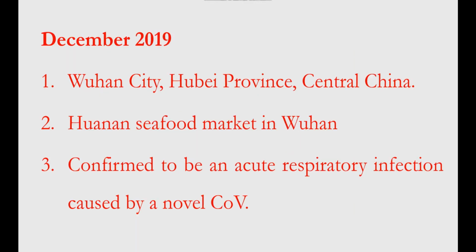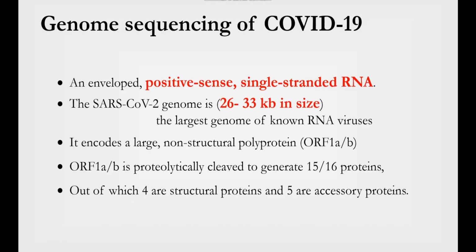Since December 2019, a number of patients with pneumonia of unknown etiology emerged in Wuhan city, Hubei province, central China. They shared a history of exposure to the Hunan seafood market in Wuhan, and the disease was confirmed to be an acute respiratory infection caused by a novel coronavirus. Genome sequencing has demonstrated that this coronavirus genome is an enveloped positive sense single-stranded RNA molecule. The SARS-CoV-2 genome is 26 to 33 kilobase pairs in size, the largest genome of known RNA viruses.